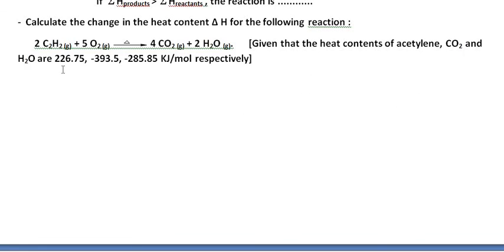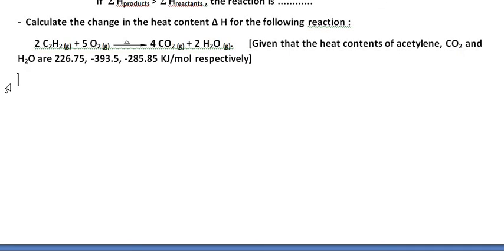For example, here, calculate the change in the heat content for this reaction, and it is given the heat contents of the substances here. This substance is called acetylene. The heat content of acetylene, the heat content of carbon dioxide, the heat content of water. These are given: acetylene, carbon dioxide, and water, respectively. Respectively means in this order.